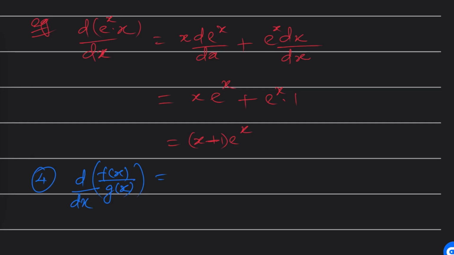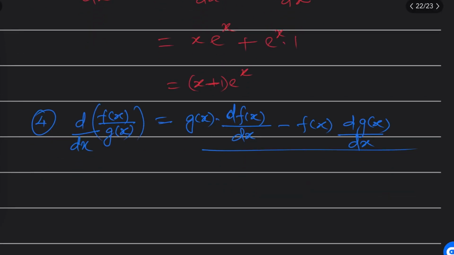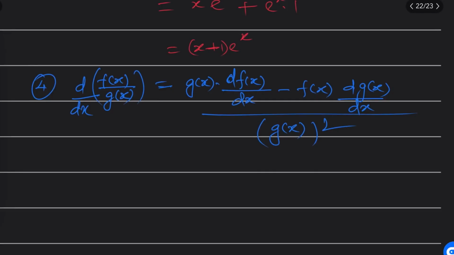So let me write this. First, again the rule is the same: g of x as it is, differentiation of f of x, minus, here, because they are in division form, so I will write minus. Sir, f of x as it is, differentiation of g of x, divided by g of x whole square. This is the extra thing you should add here. Now let me write in terms of uv. It is going to be very much simpler.